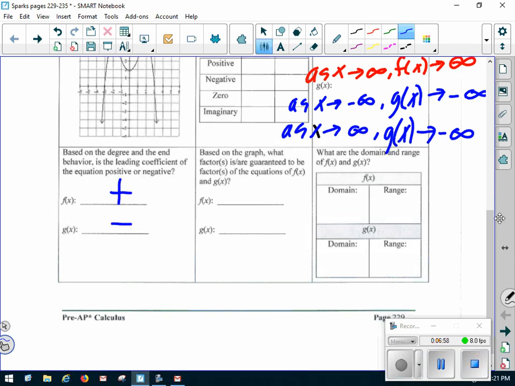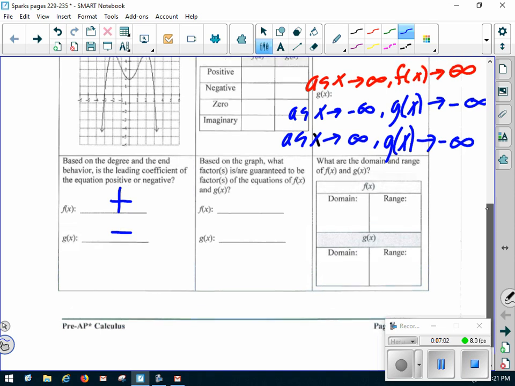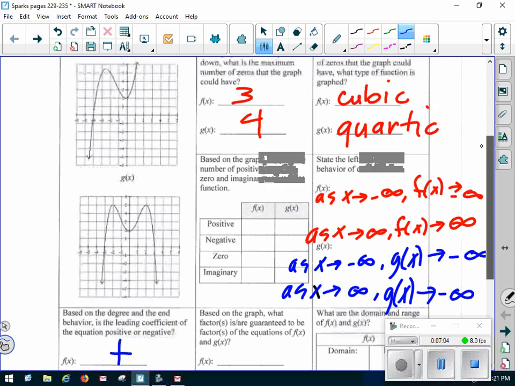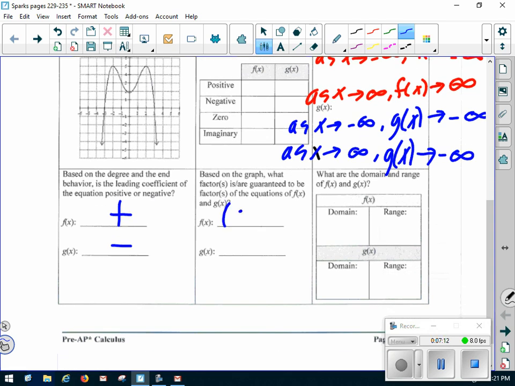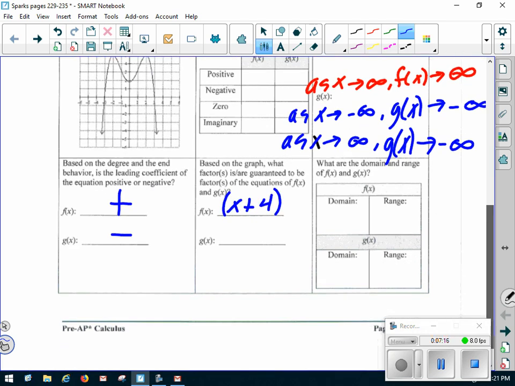Based on the graph, what factors are guaranteed to be factors of the equations of f and g? Look at f. x equals negative 4, so x plus 4. Good. Are there any others on that one? Nope, that was it. What about on g? x plus 3 and x minus 3. Good.